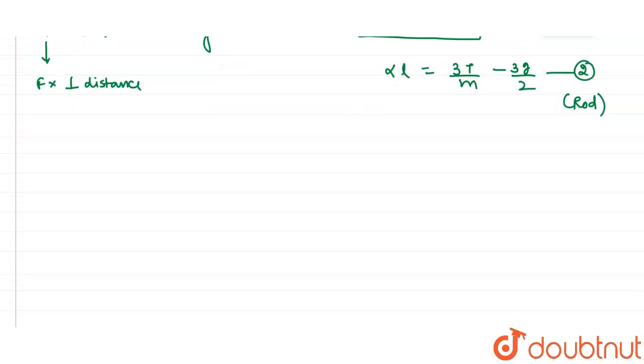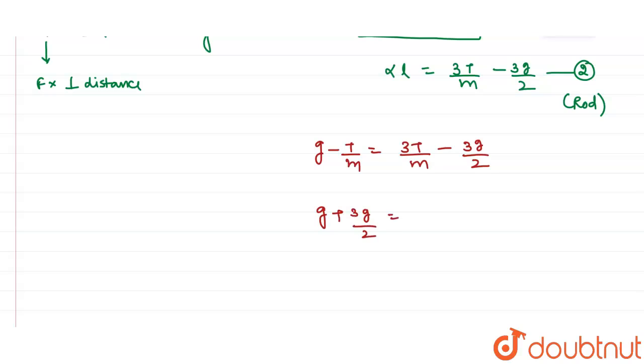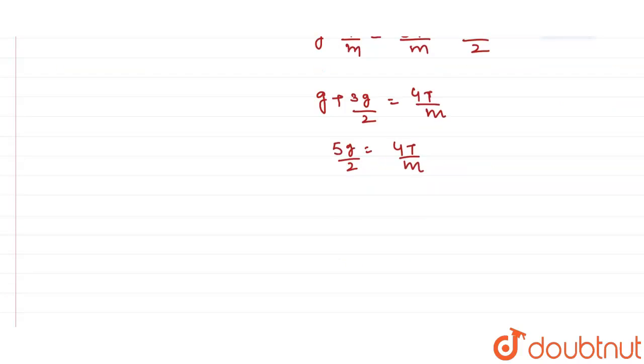So I can write equation 1, that is a equals to (g minus T)/m, and that is equals to alpha L, which is equals to 3T/m minus 3g/2. Simplifying this equation, g plus 3g/2, that is equals to 3T/m plus T/m, that is 4T/m. So it is 5g/2 equals to 4T/m. So from here the value of tension in string T is coming out to be 5mg/8. This is the value of tension in string.